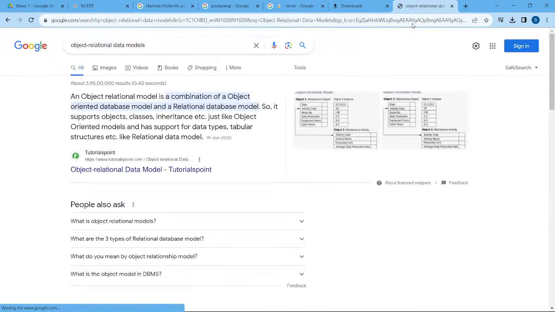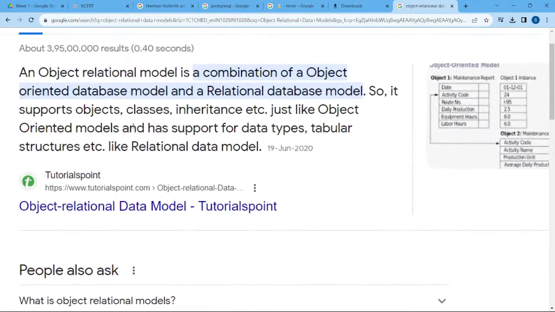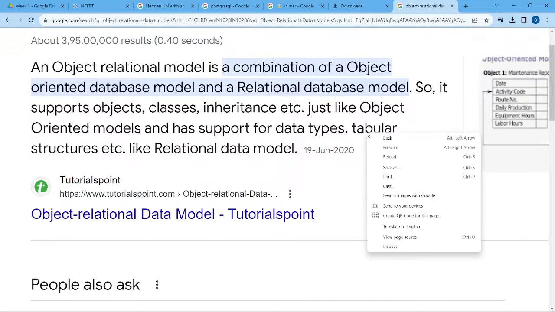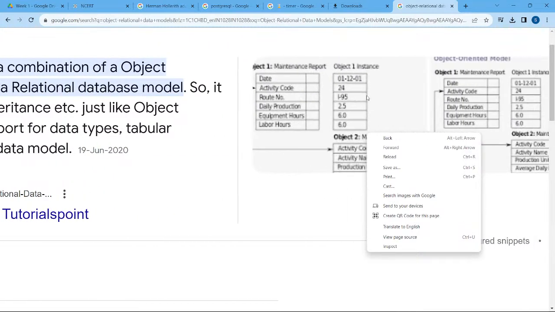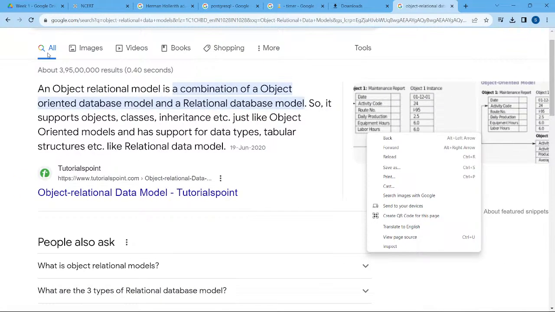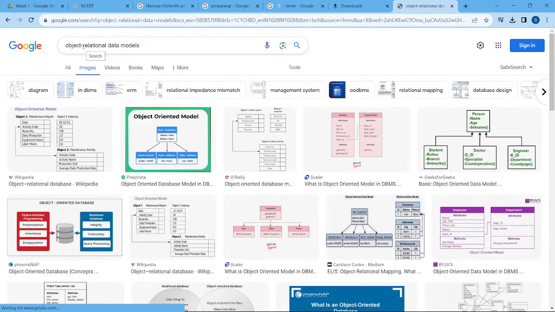Let's see the definition of object relational data models, right? These are a combination of object oriented database models and relational models. So it supports objects, class, inheritance, just like object oriented models, and has support for data types, structural, tabular. Let's see a picture on this, an image, I mean.